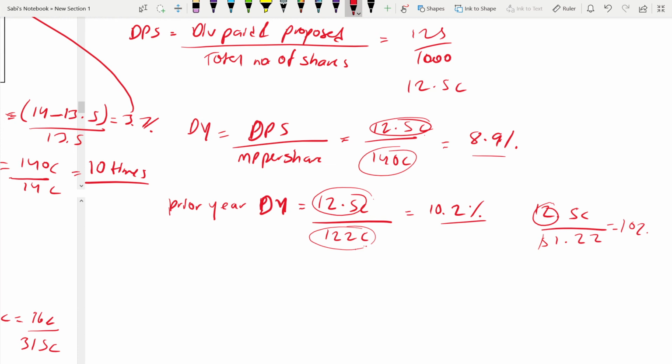Okay, so the shareholders are also benefiting from the increased share price, but dividend yield does not take account of it. See, when share price increases, aren't the shareholders getting benefit out of it? They are. But dividend yield as a measure is not showing that benefit to the shareholder. Because as a percentage, if you compare from the prior year to this year, it's declining from 10.2 to 8.9. So that's why this is not a good measure.